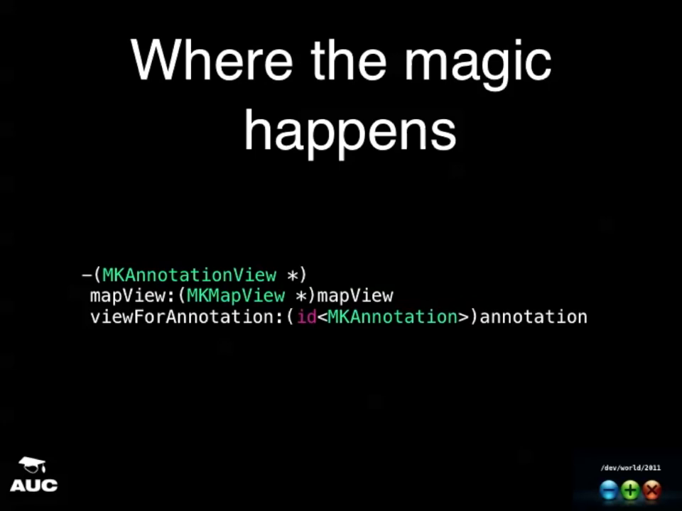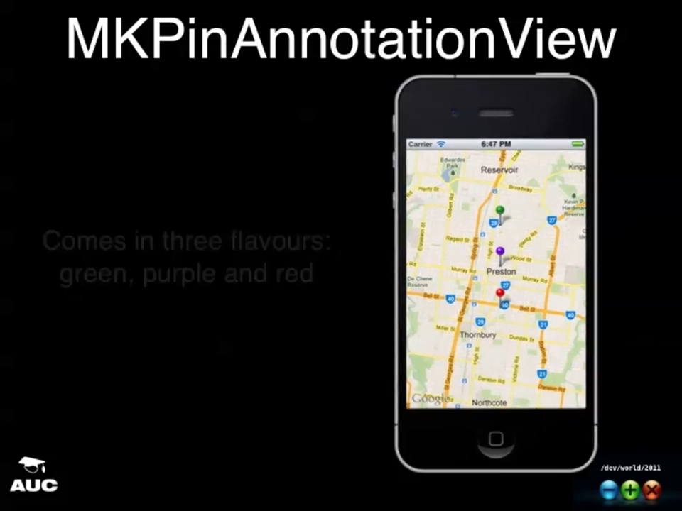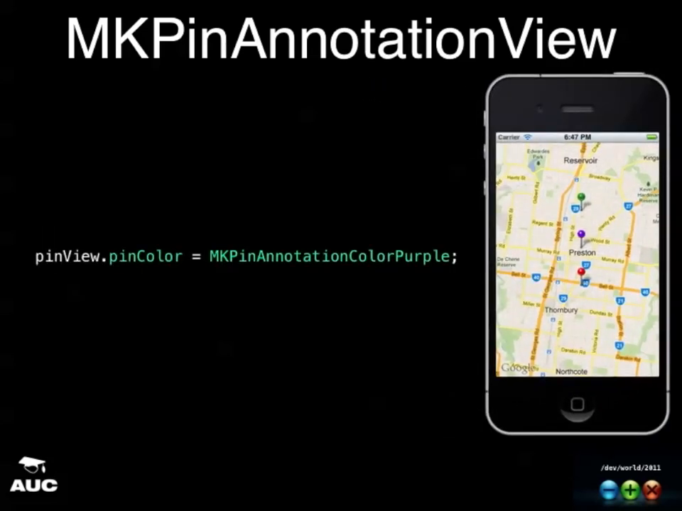That's why you have to be intelligent with your views. So how do we actually go about customizing these views? We use this MKPinAnnotationView class that is provided for us. It's just the pins, the red, the purple, the green, which is great because they're very easy to change. You just literally set their color to whatever you want.